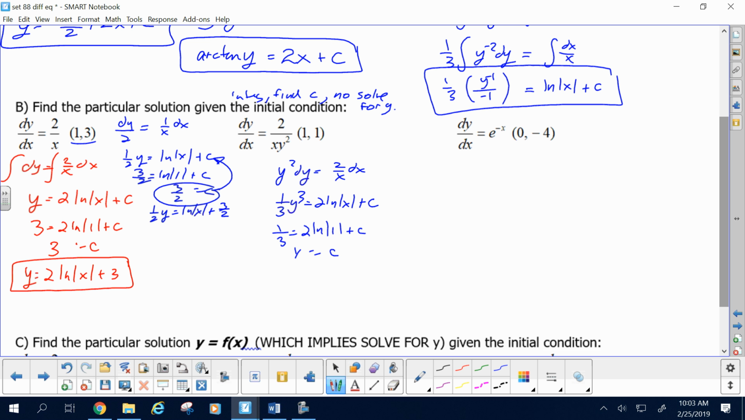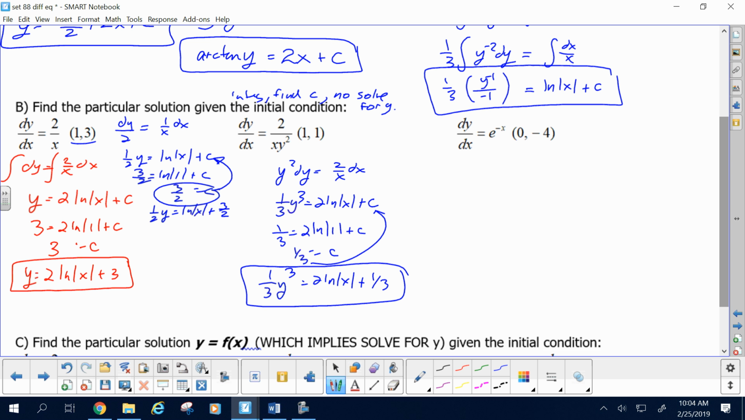So the second one, my answer is something like 1/3 y cubed equals 2 natural log of the absolute value of x plus a third. Which you can leave, it didn't say you had to solve for y, so that's the particular solution.